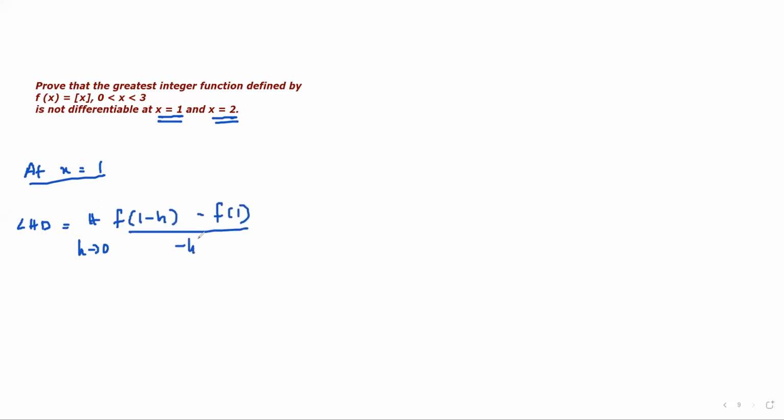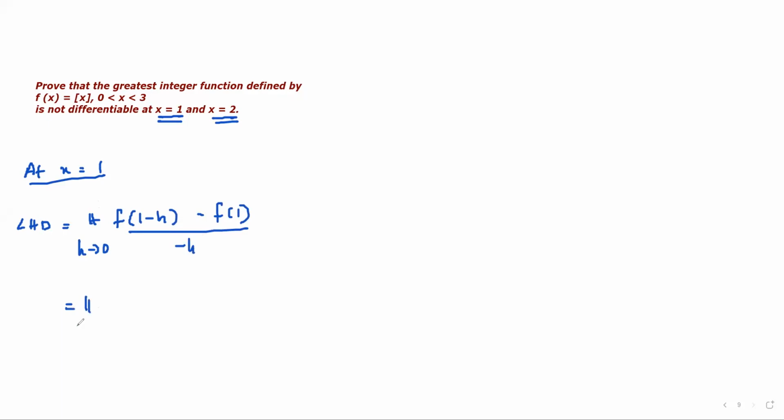The next question: prove that the greatest integer function defined by f of x is equal to the greatest integer function of x is not differentiable at x is equal to 1 and x is equal to 2. So I'll just do at x is equal to 1 first. At x is equal to 1, you have to find LHD. LHD at x is equal to 1 will be limit h tends to 0, f of 1 minus h minus f of 1 by minus h.